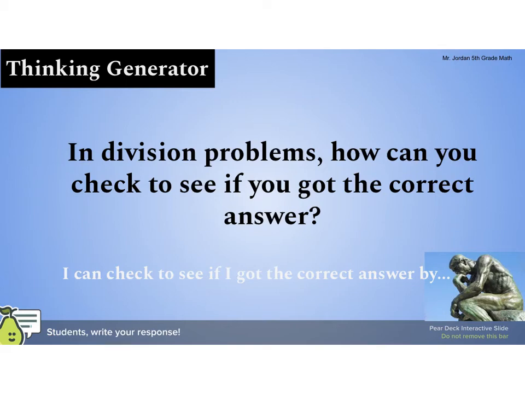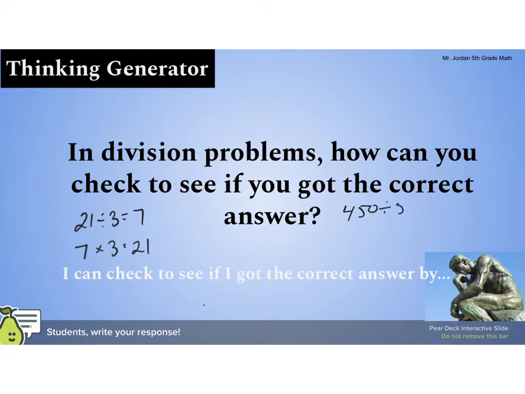Before we get to the practice problems, I just want to address the thinking generator. In division problems, how can you check to see if you got the correct answer? One way is if you have, say, 21 divided by 3 equals 7, you use multiplication to check. So you go 7 times 3 is equal to 21.